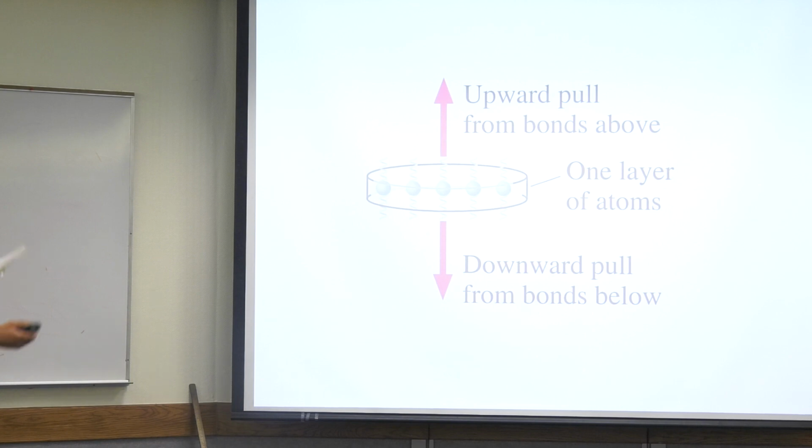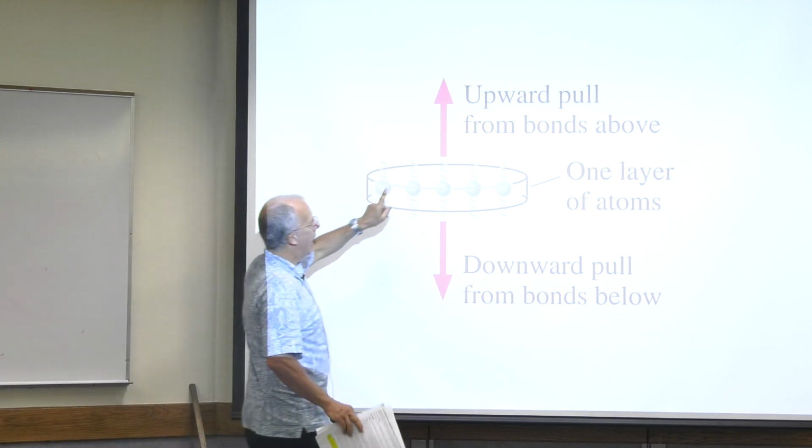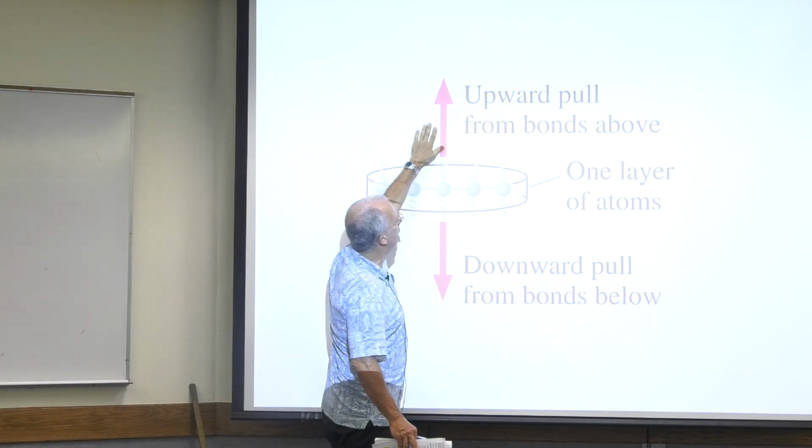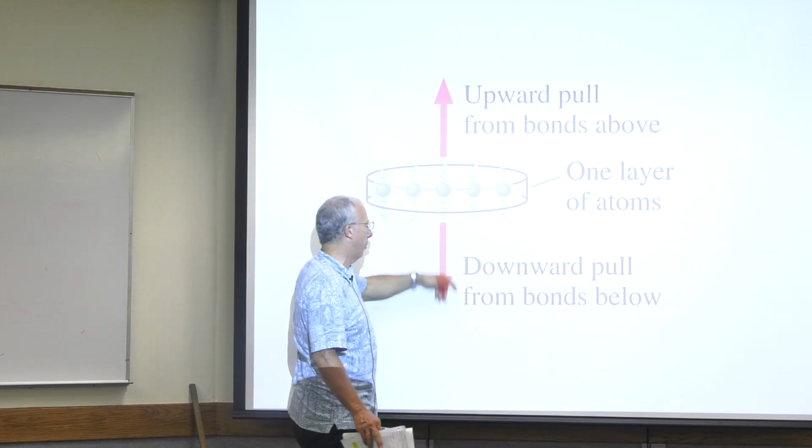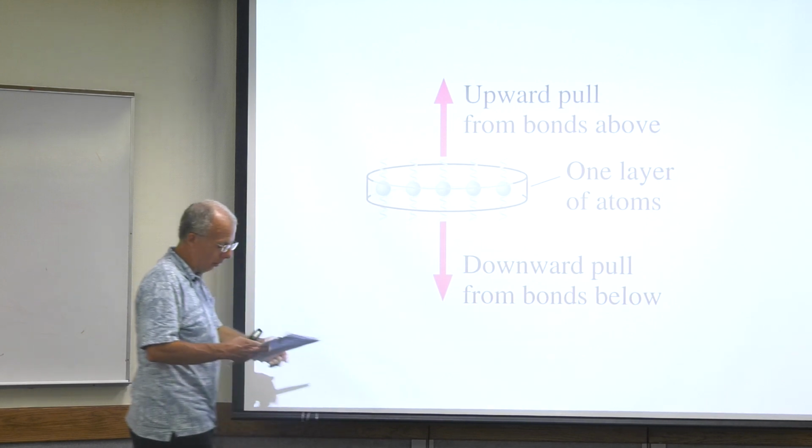So here's another way of looking at it. There's the upward pull from the bonds above, or the springs above. There's a downward pull from the bonds or the springs below. That's really what's going on with tension.